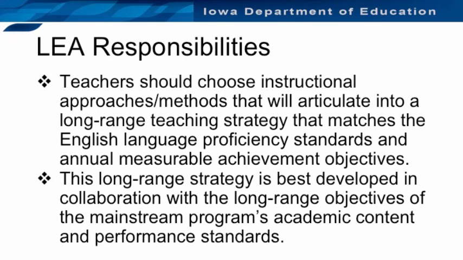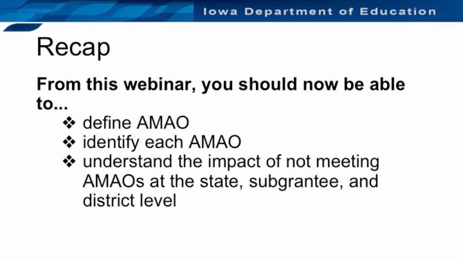This long-range strategy is best developed in collaboration with the long-range objectives of the mainstream program's academic content and performance standards. To recap, from this webinar, you should now be able to define annual measurable achievement objectives, identify each AMAO, and understand the impact of not meeting AMAOs at the state, subgrantee, and local level.